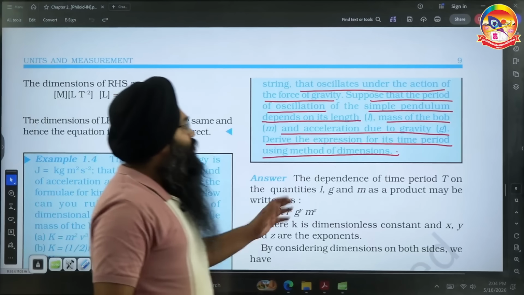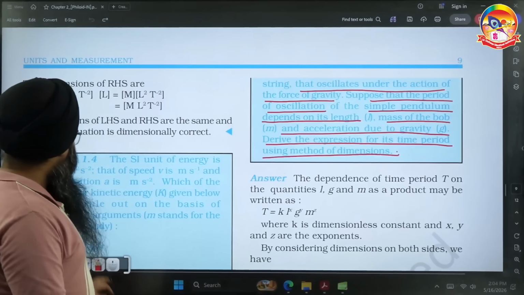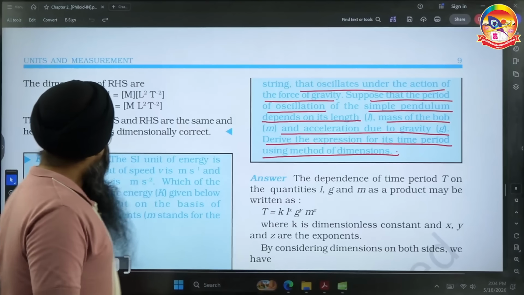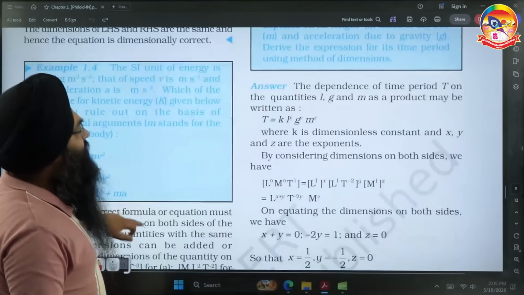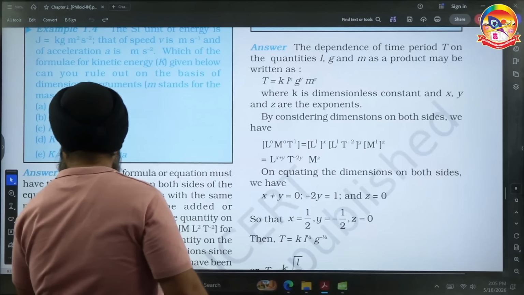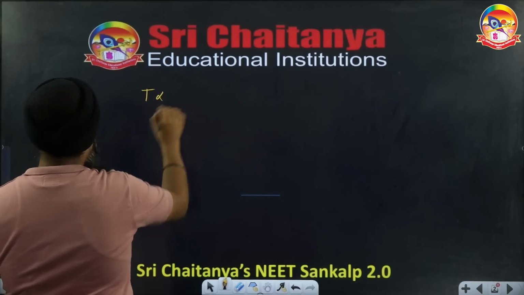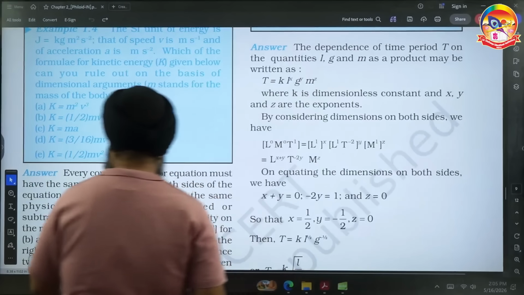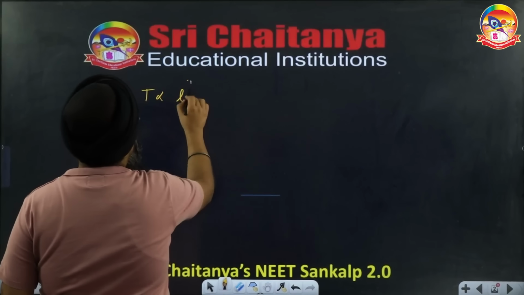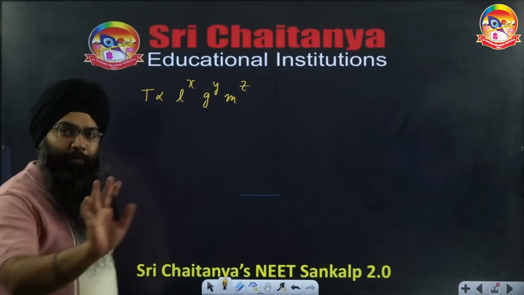So what you have to do is derive this particular expression using the method of dimensions. The time period depends on what? The time period depends on the value of length, the value of acceleration due to gravity g, and the value of mass. How to do this particular question? Please understand, very easy question, and this type of application can also be asked in your exams. So please understand, time period is proportional to length to the power x, g to the power y, m to the power z. So I want to know what x, y and z are. Very simple to calculate.